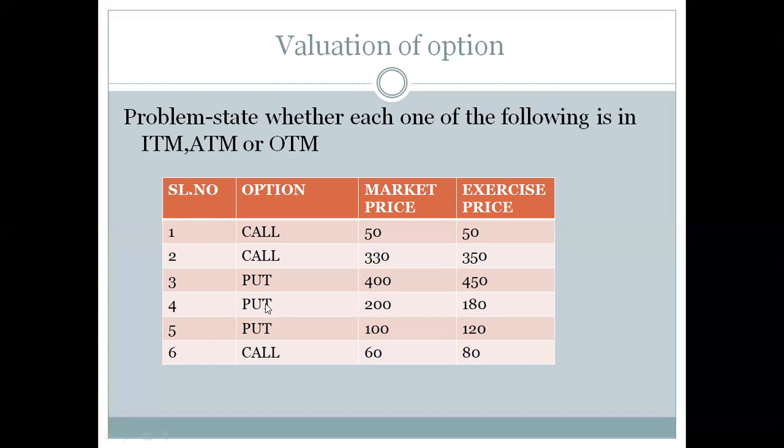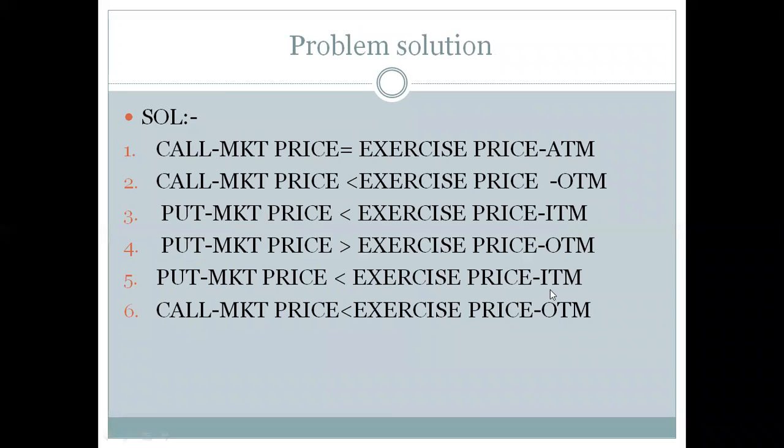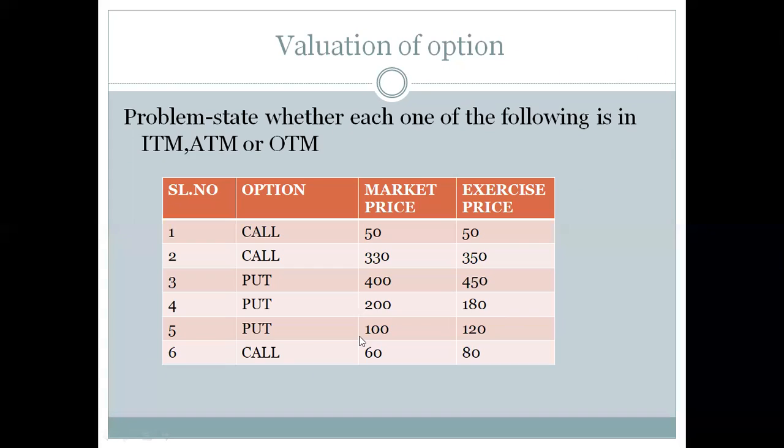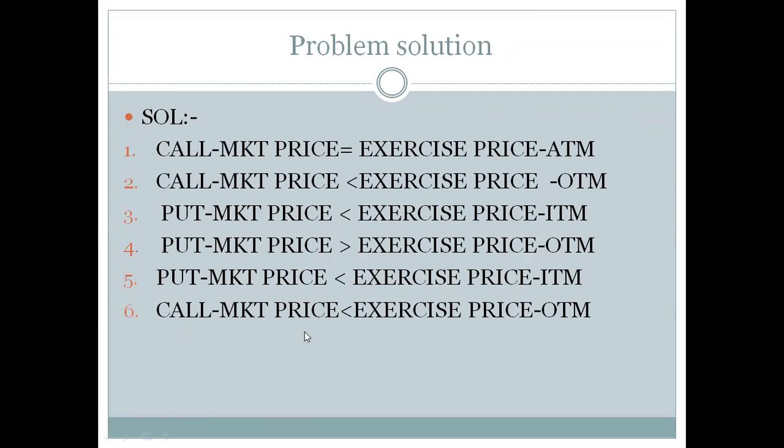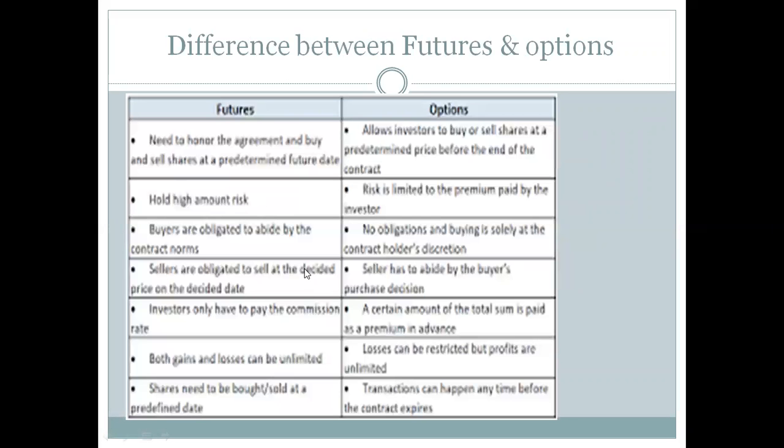Put option, market price is 100 and exercise price is 120. Market price is less than the exercise price. It is ITM. It is advantageous to exercise this contract. Call option, market price is 60, exercise price is 80 and market price is less than the exercise price. It is OTM. It is not advantageous to exercise this option.